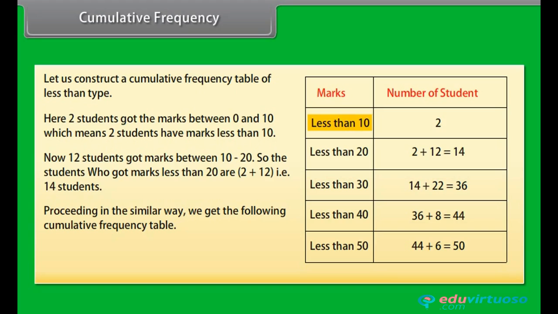For marks less than 10, number of students are 2. For marks less than 20, number of students are 2 plus 12 equals 14. For marks less than 30, number of students are 14 plus 22, which equals 36. For marks less than 40, number of students are 36 plus 8 equals 44. For marks less than 50, number of students are 44 plus 6 equals 50. The table is known as the cumulative frequency table of less than type.